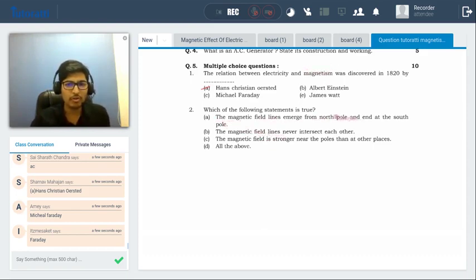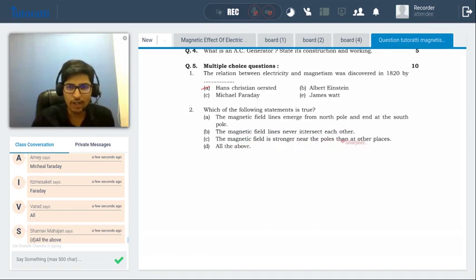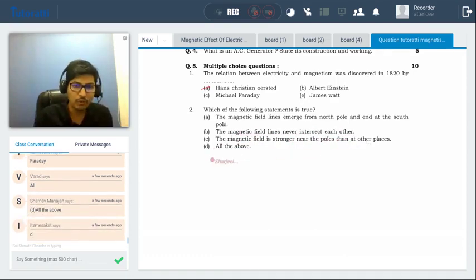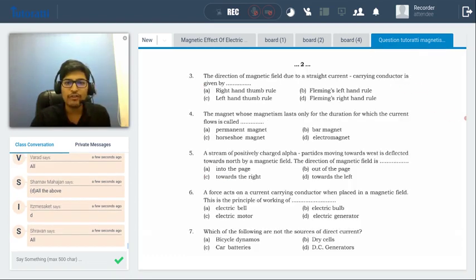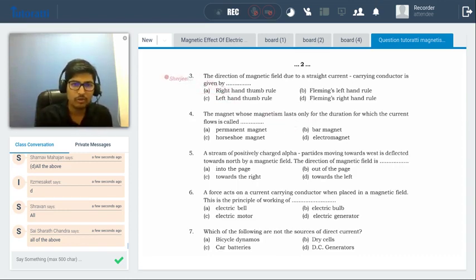Which of the following statements are true? The magnetic field lines emerge from the North Pole and end at the South Pole. The magnetic field lines never intersect. The magnetic field is stronger near the poles than at other places. All of the above. Obviously, the answer over here again would be all of the above. Yeah, pretty easy. The direction of the field line due to a straight current carrying conductor is given to us by the right hand thumb rule.